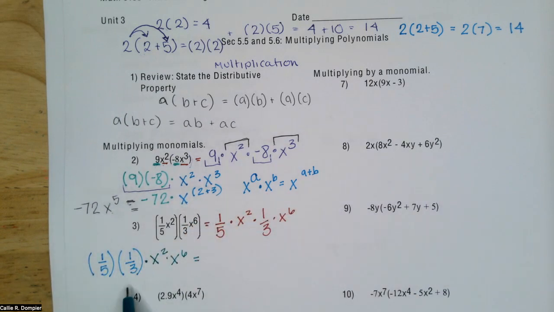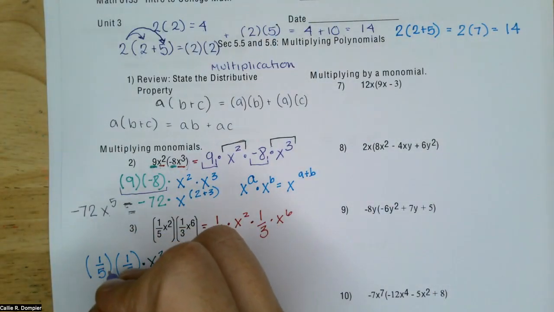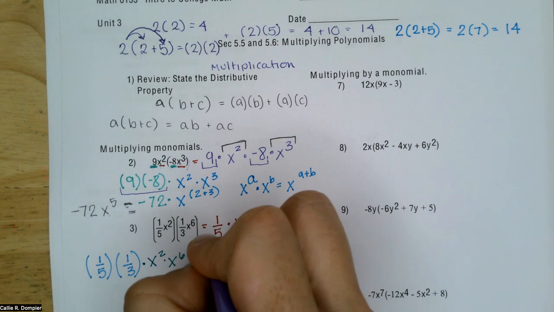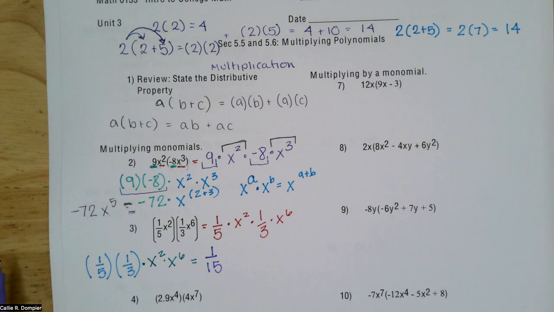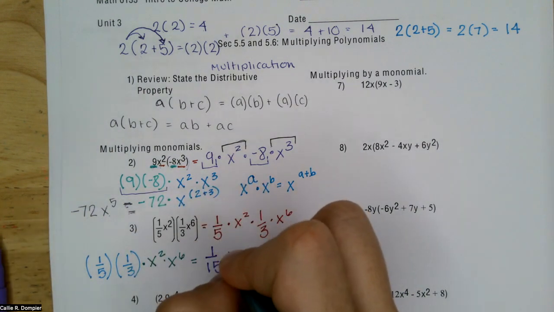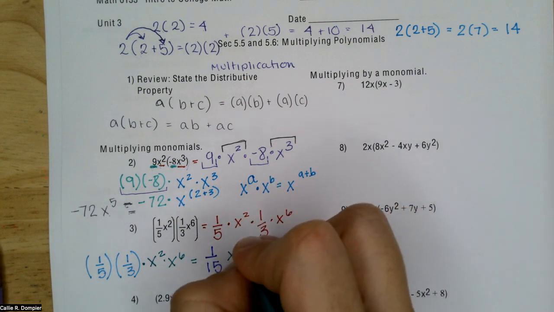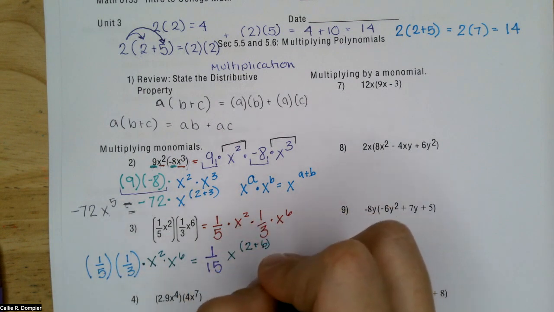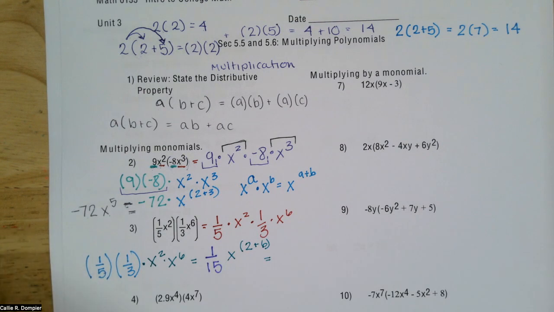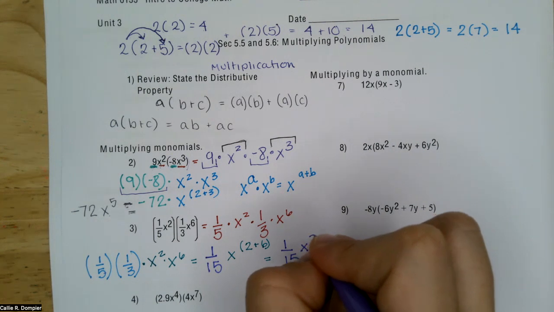When you are multiplying fractions, remember you just multiply straight across. So 1/5 times 1/3 is just 1 times 1 is 1. 5 times 3 is 15. So 1/3 times 1/5 is 1/15. And then we have x squared times x to the 6th. The exponent rule is that if the bases are being multiplied and the bases are the same, you add the exponents. So that just becomes 1/15 x to the 8th.